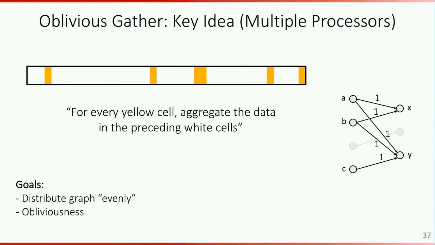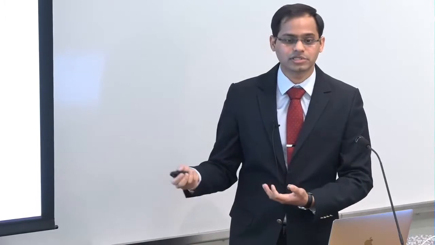Okay, so in general, your problem is going to look like the following, where you have an array of interspersed white and yellow cells. And for every yellow cell, you're going to aggregate the data in the preceding white cells. The goal over here is to parallelize computation in such a way that each of the processors performs an equal amount of work. That is, you want to distribute the graph evenly so that the total amount of work is not too high. And in addition, you would want to achieve obliviousness. That is, the communication in between these processors does not reveal any information.